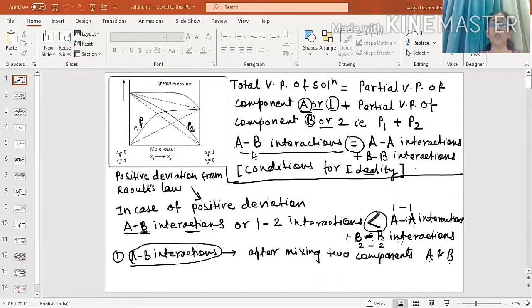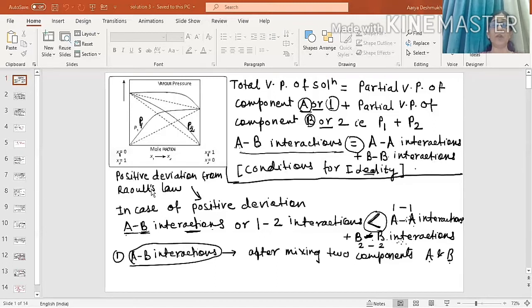In these cases, AB interactions will be equal to AA interactions plus BB interactions. This is the condition for ideality. So what are these A and B? These are the components of the solution. The solution is made up of two components, A and B, so naturally these two components will have interactions between them. One component might be the solute and the other the solvent. So the interaction between solute and solvent will be equal to the solvent-solvent interaction plus the solute-solute interaction, which are denoted by AA and BB interactions. This is the condition for ideality.